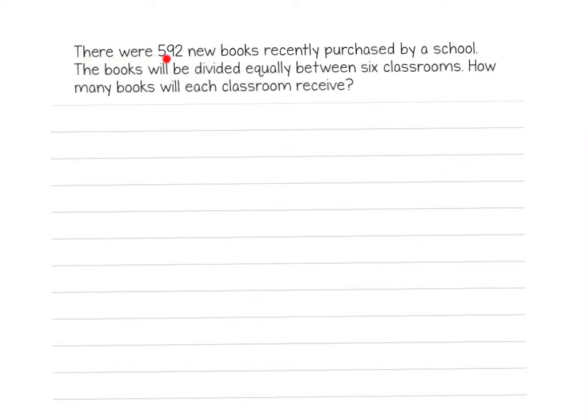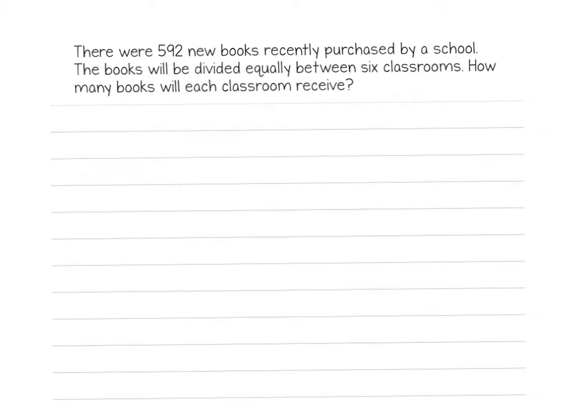There were 592 new books recently purchased by a school. The books will be divided equally between 6 classrooms. How many books will each classroom receive?